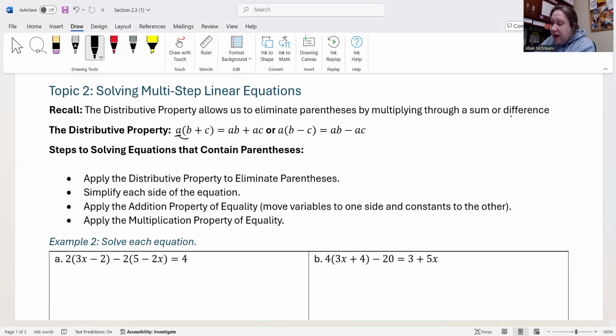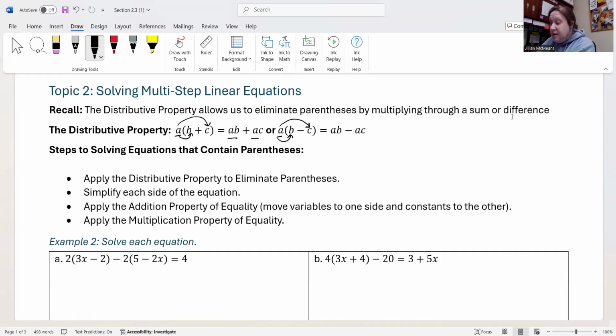So we have to take the A and multiply it by the B. We have to take the A and also multiply it by the C. So that would give us AB plus AC. You could also do this with subtraction. We want to take this A and multiply it by the B. We then want to take the A and multiply it by the C. So we would get AB minus AC.